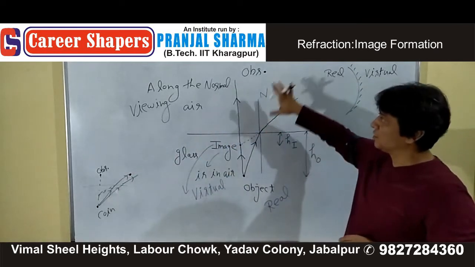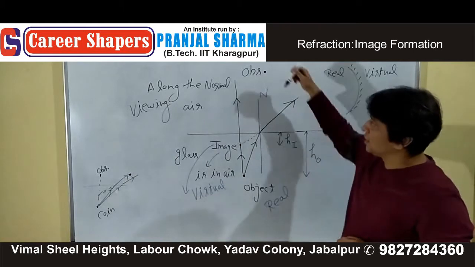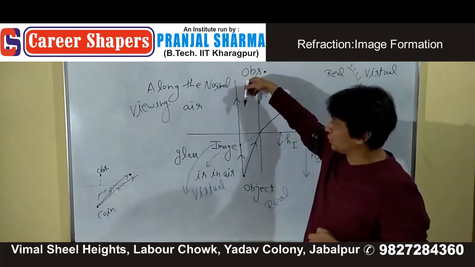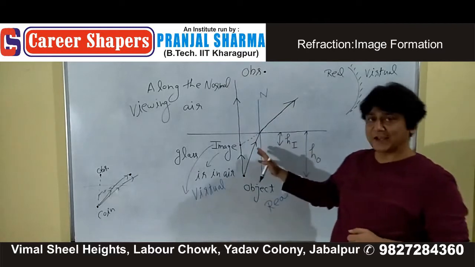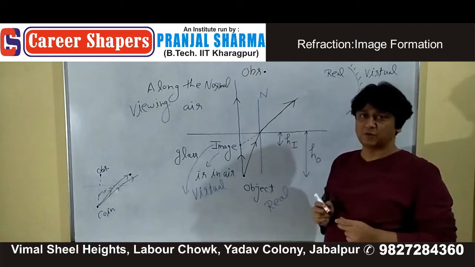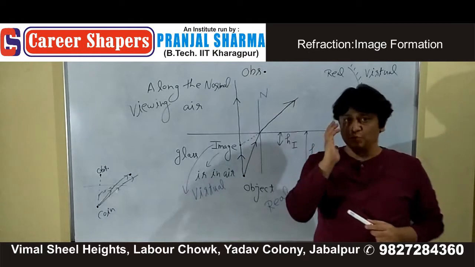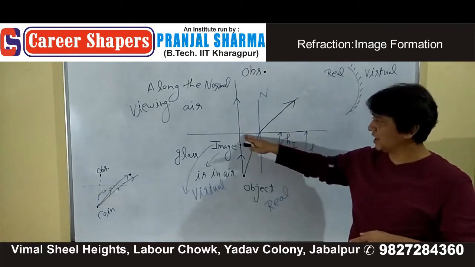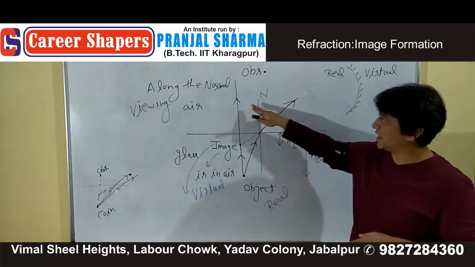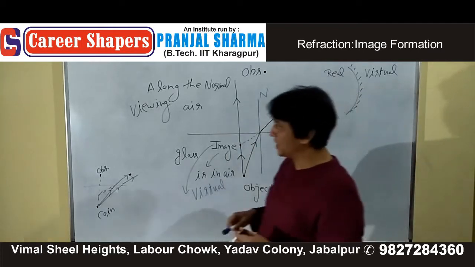Now, in here, we are interested in along the normal viewing. When you say along the normal, all the angles involved will be very, very small. Just so that you can see the whole thing clearly, we have taken these large angles. This ray and this ray. What basically is happening?